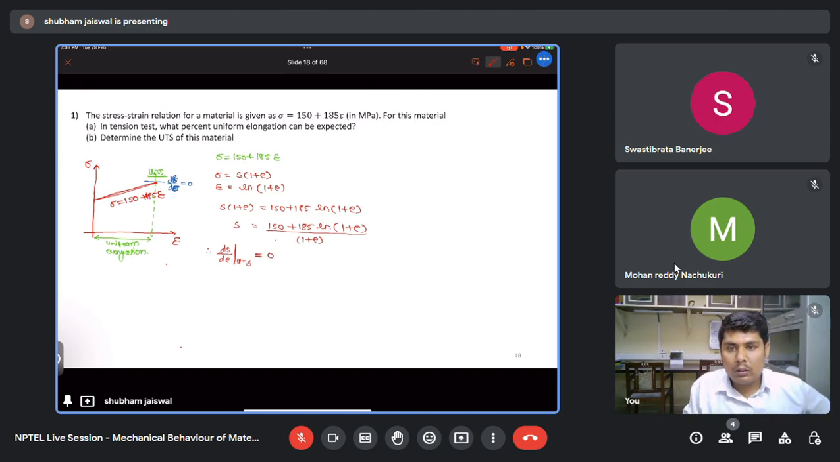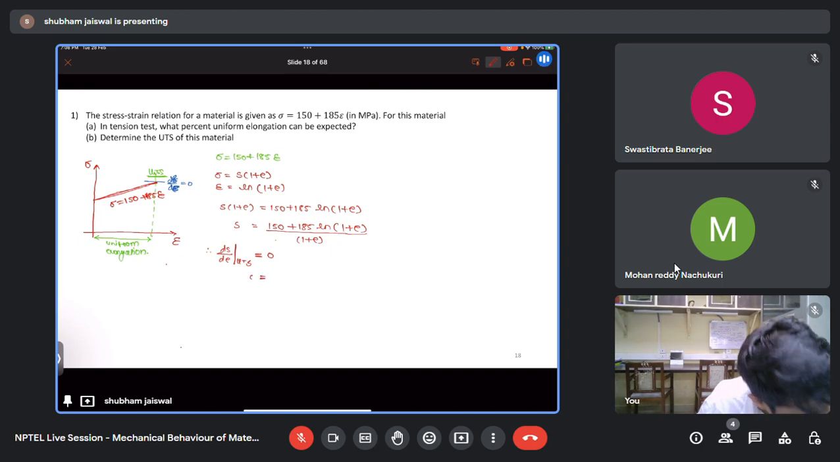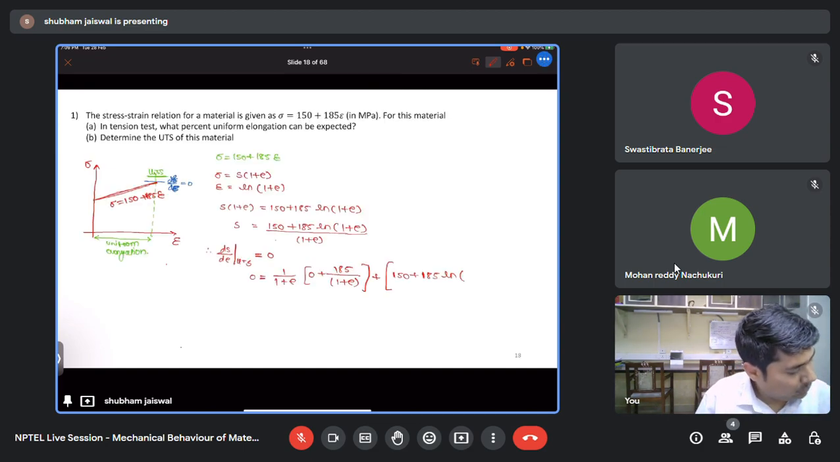So if I take the derivative of S with respect to E, I should get an equation something like this: 0 is equal to 1 upon 1 plus E times the derivative of 150 plus 185 ln of 1 plus E, which is 185 divided by 1 plus E, plus 150 plus 185 ln of 1 plus E into the derivative of 1 upon 1 plus E, which is how much?